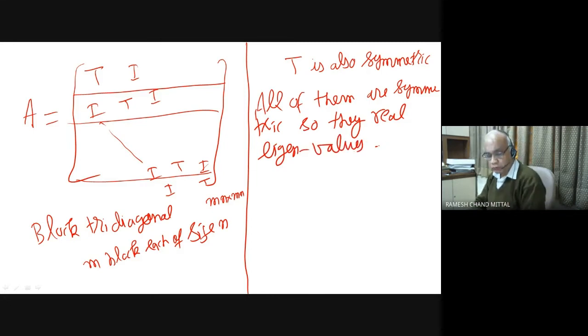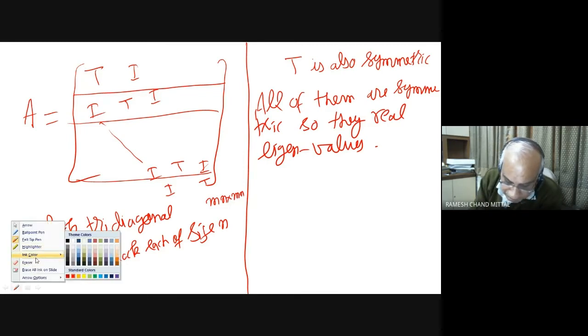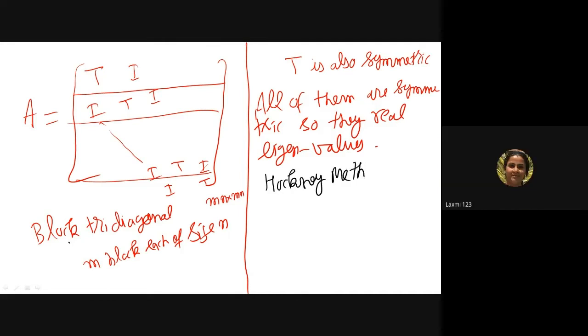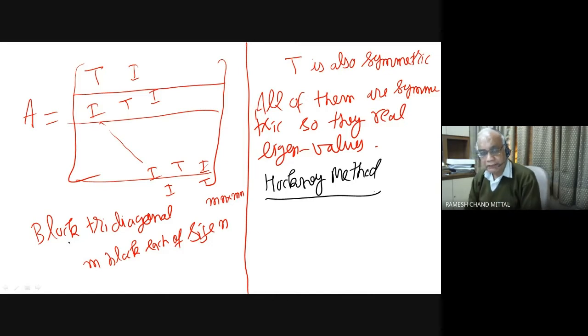Real eigenvalues. So friends, what I am discussing is something called the Hockney method. Since T is a symmetric matrix, I can find its eigenvalues and eigenvectors. My eigenvectors will be orthogonal to each other, and my eigenvalues will be real. Then I exploit the nature of my eigenvalues and eigenvectors. I can solve the system. Just see what I am doing.